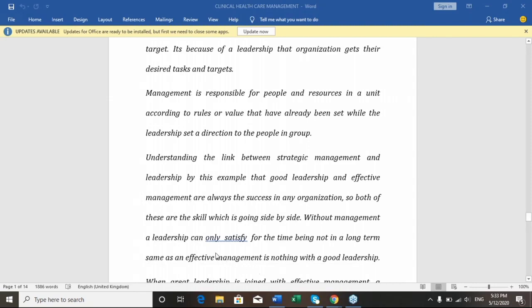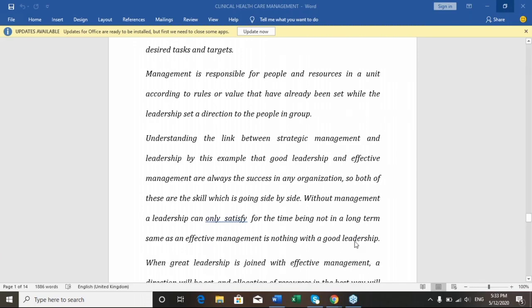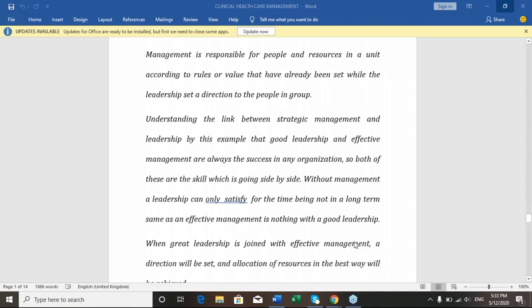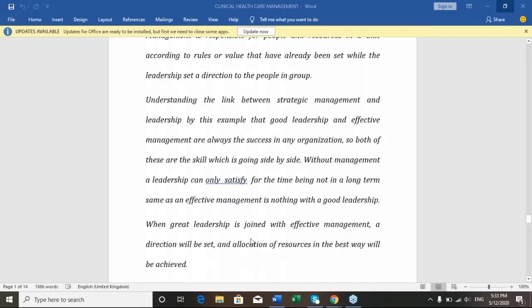Without management, a leadership can only satisfy for the time being, not in the long term. Same as an effective management is nothing without a good leadership. That is, both of them work hand in hand. They complement one another to achieve a greater success for the organization. When great leadership is joined with effective management, a direction will be set and allocation of resources in the best way will be achieved.